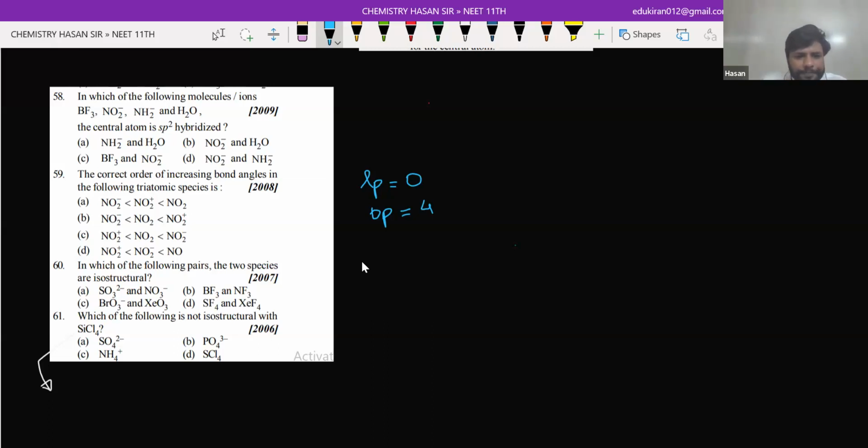And if you check, there is no lone pair in SO4 and there are 4 sigma bonds. In the same way, no lone pair, 4 sigma bonds, no lone pair, 4 sigma bonds. So these all are isostructural with SiCl4 except SCl4, because sulfur is a 16th group element. And when sulfur is making 4 bonds with chlorine, this is the scenario.